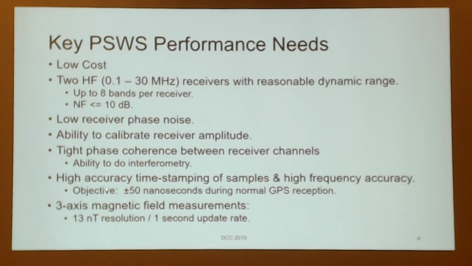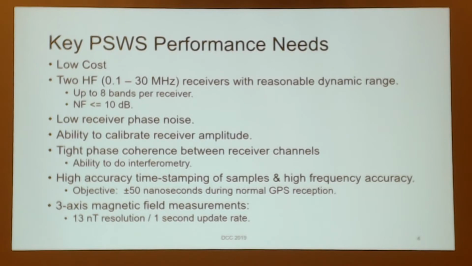Right now, the initial objective is during normal GPS reception. There are ionospheric events that will drive GPS receivers off into the weeds. And so if we have a very difficult GPS reception event, that 50 nanoseconds of time-stamping accuracy is going to go way off. If we need better than that, then there'll be a phase 2 clock where we put on a higher performance clock module.